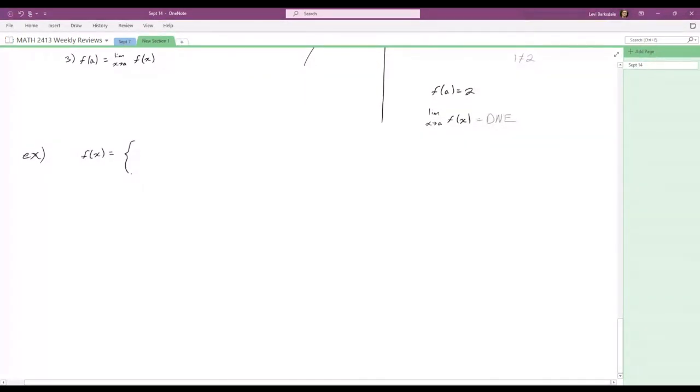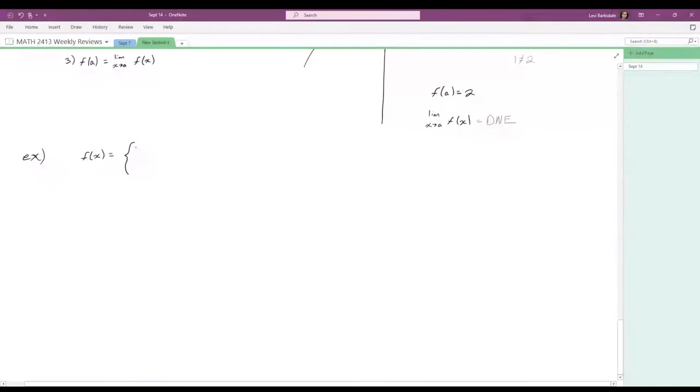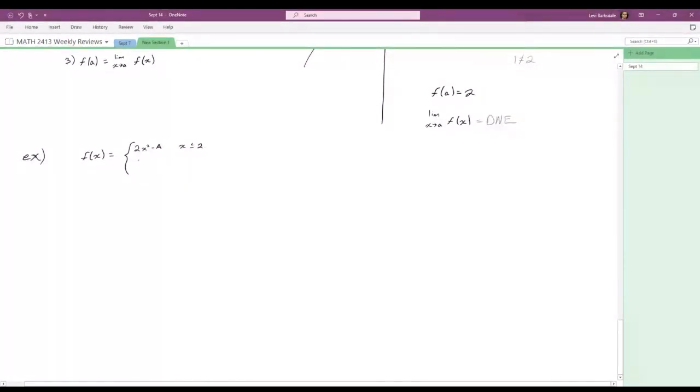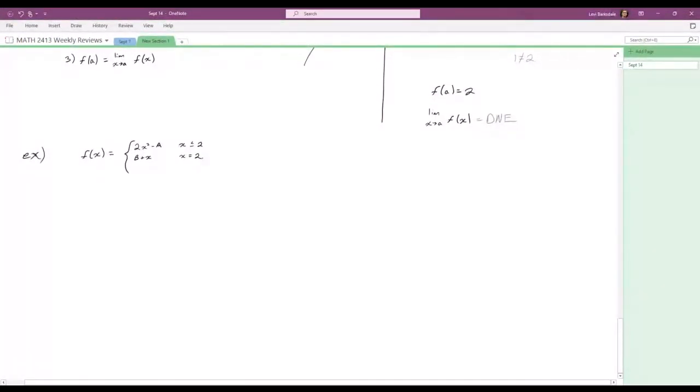Let's say we have three sets of equations. We'll go with 2x squared minus a if x is less than or equal to 2. We'll go with b plus x if x is equal to 2. And lastly, we'll go with, I don't know, 3a minus 1 when x is bigger than or equal to 2. Sound good?